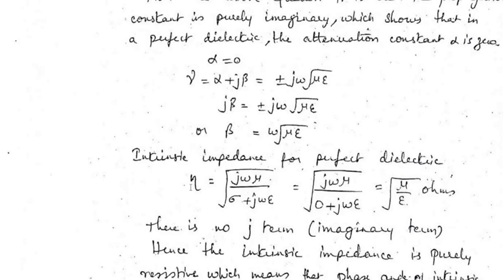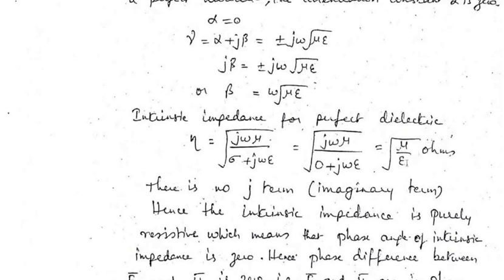Next we need to solve for the intrinsic impedance in a perfect dielectric. Again use the same previous intrinsic impedance equation, under root of j omega mu by sigma plus j omega epsilon. So in place of this conductivity, substitute 0. So we get mu by epsilon under root. Now here if you see, there is no j term. That means there is no imaginary term. Only the real term is present.